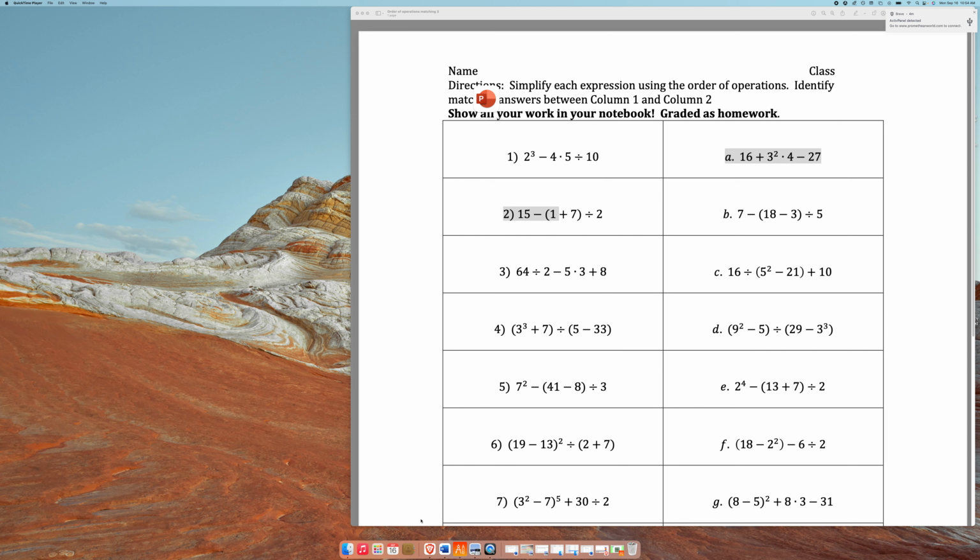I'll start with the first one and I'll write it right here. 2 to the third, minus 4 times 5 divided by 2. And I'll write this grouping, exponent, multiplication or division, and then addition or subtraction, whichever one comes first from left to right.